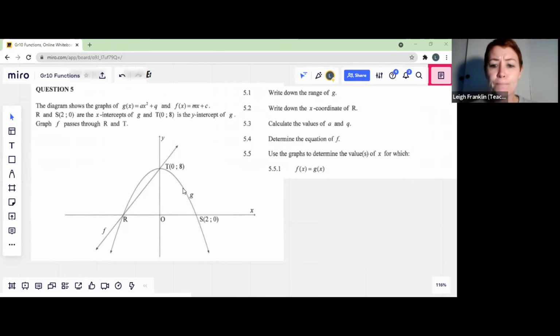The first thing that you want to do is read the information, Katlejo. They've told us that we've got two graphs: one graph called g of x and another graph called f of x. So g of x is what sort of function? It's got a name. Do you know what that is, Katlejo?